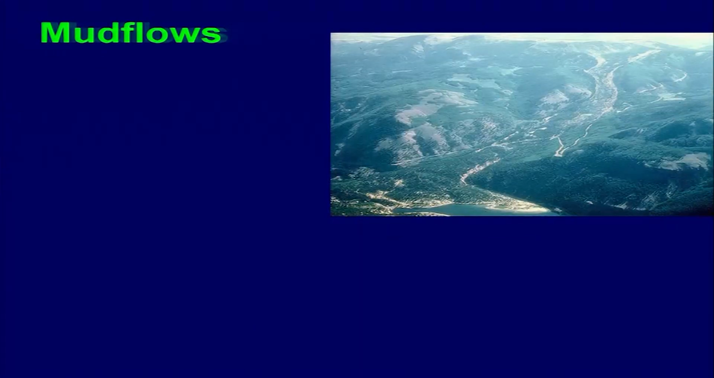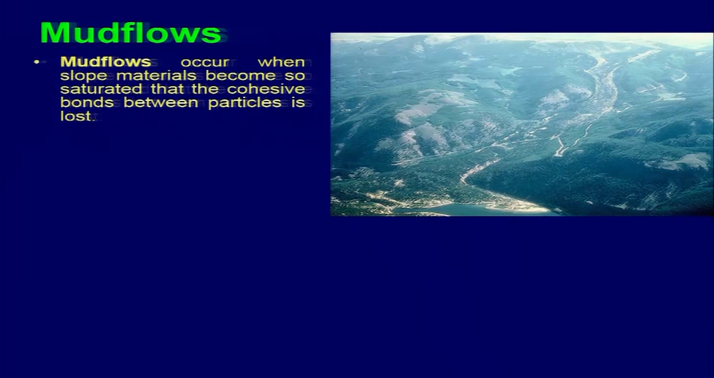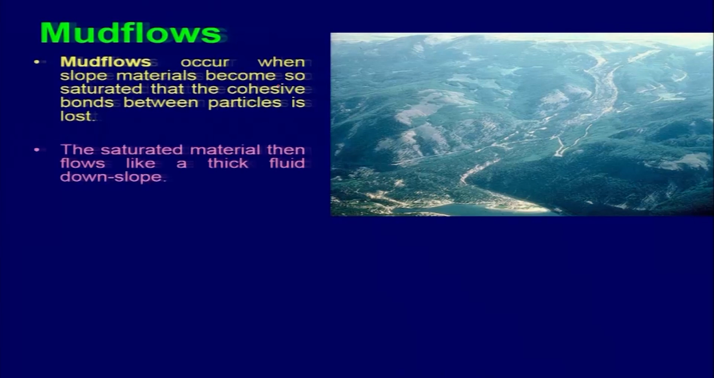of the uppermost surface. Mud flow again is the movement which is related to the slope material which became saturated, and basically what we are talking about is that the cohesion bonds between the particles are lost. So, as soon as it loses its shear strength, this will move. But here what plays the main important part is the cohesionless material and the saturated material because of high precipitation. So, the saturated material then flows like a thick fluid downslope.